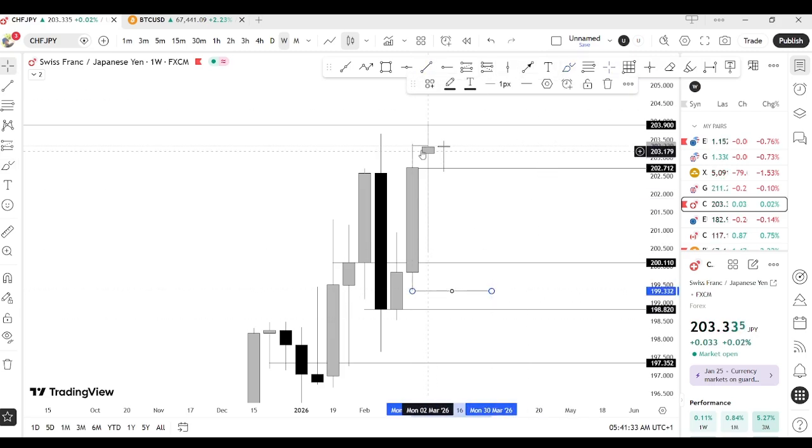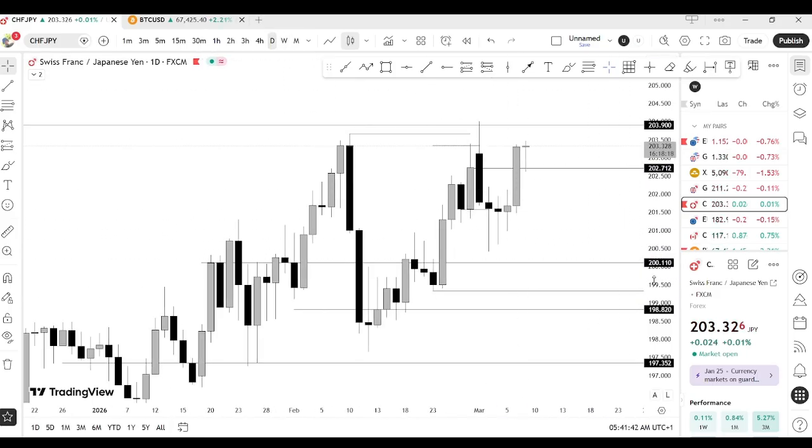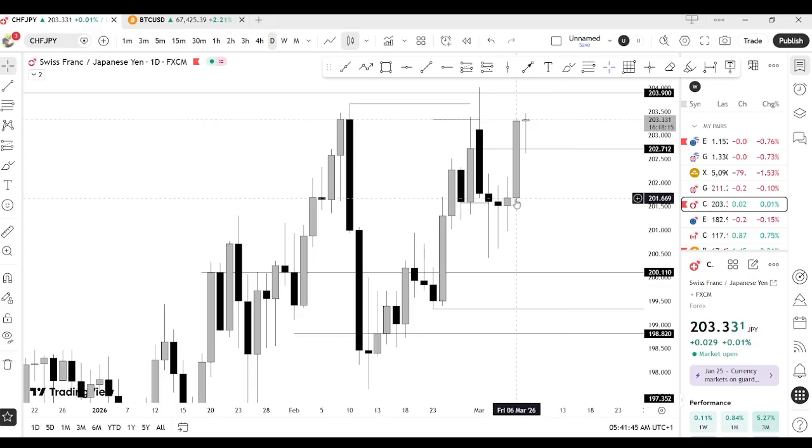Market correctly. This low, since the high was swept. So this low and this low might be the next target. Let's see the daily time frame. Okay, this was Friday's candle. It was a very big bullish one.